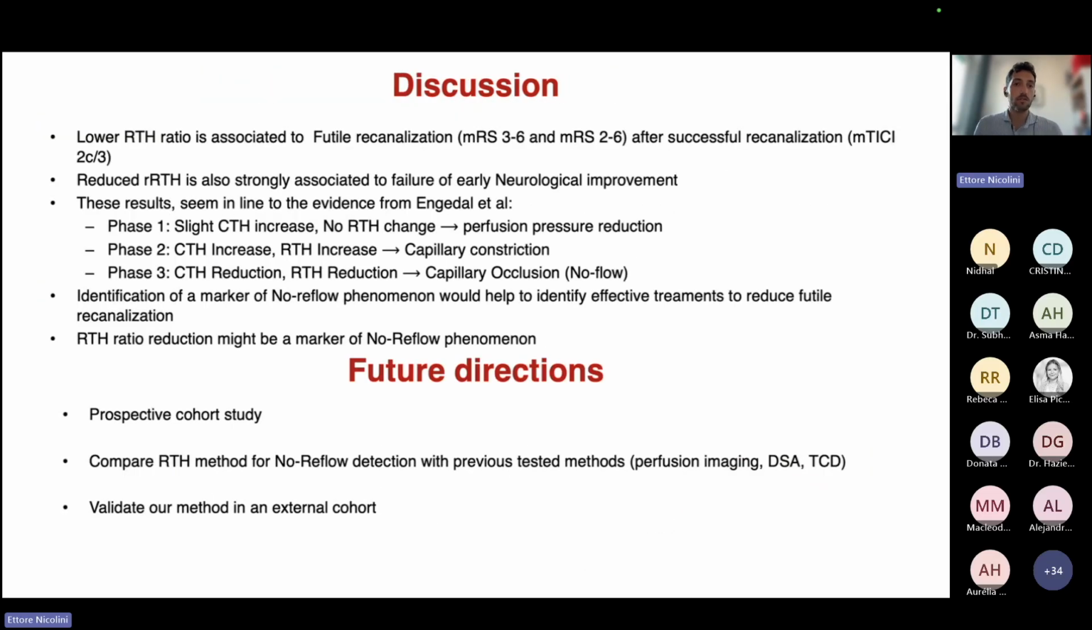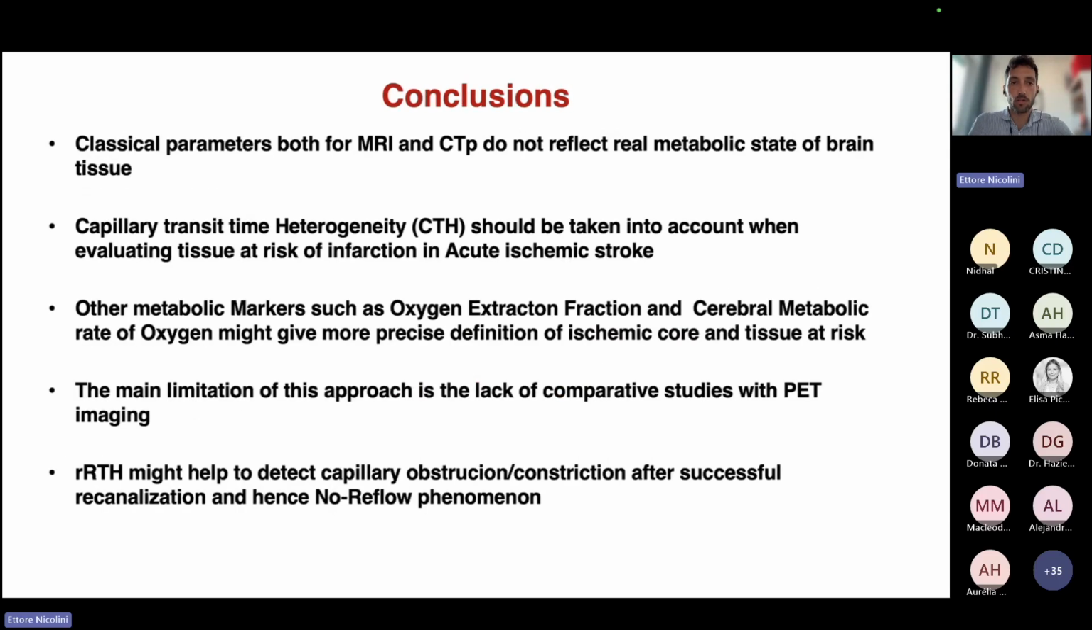So indeed, we found that a lower RTH ratio was associated with futile recanalization and failure of early neurological improvement, which is in line with the computational model proposed by Engedal, with the third phase of no-reflow. This data needs to be validated, of course, in a different population, but it could be a new way to detect the no-reflow phenomenon.